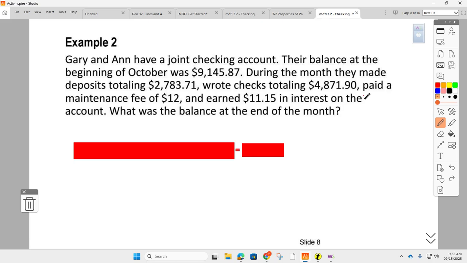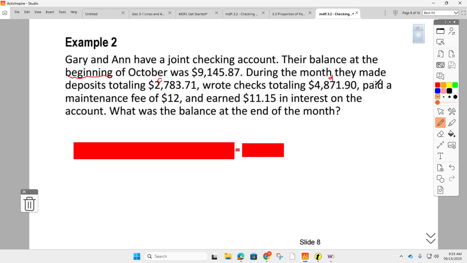So, is this a credit or a debit? Is $9,145 a debit or a credit? It is not. It's the beginning balance, right? Is the amount $2,783.71 a debit or a credit? Credit. There's a deposit, so that's a credit. So C for credit. They wrote checks totaling $4,871.90. Is that a credit or a debit? It's a debit. It decreased their amount. It goes out of their account.